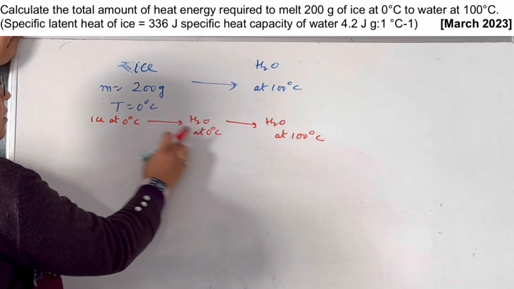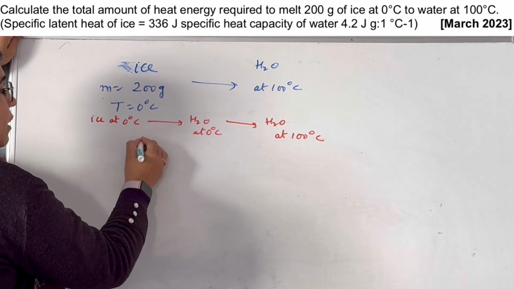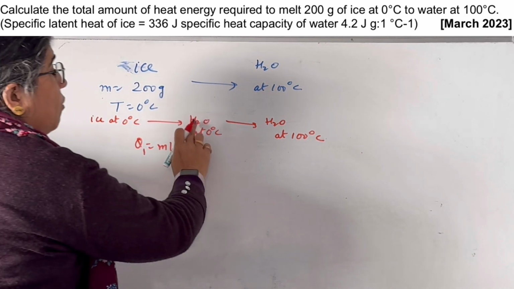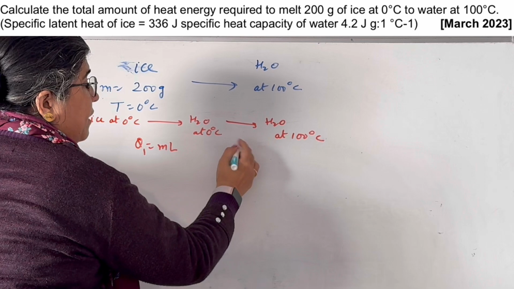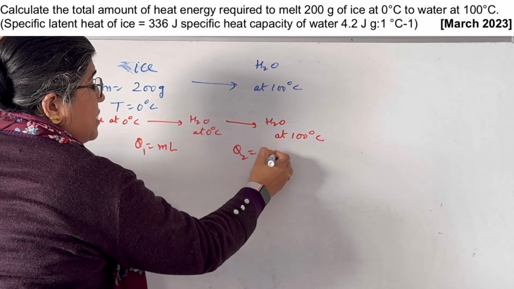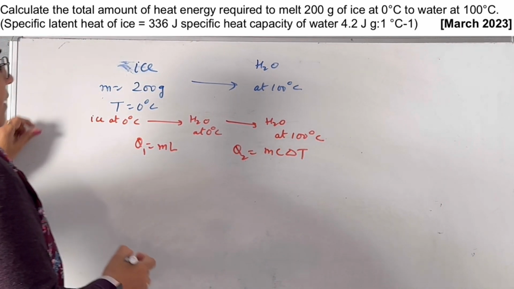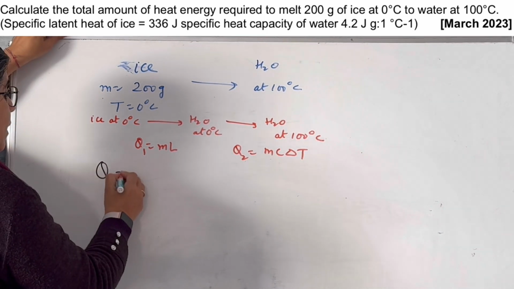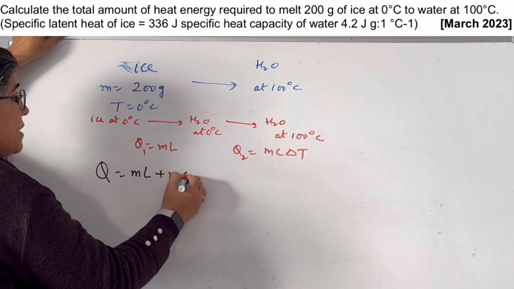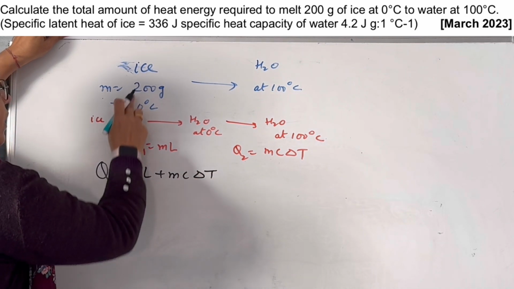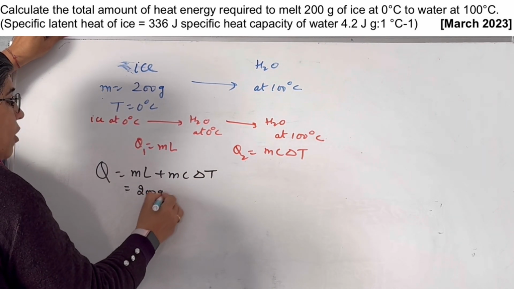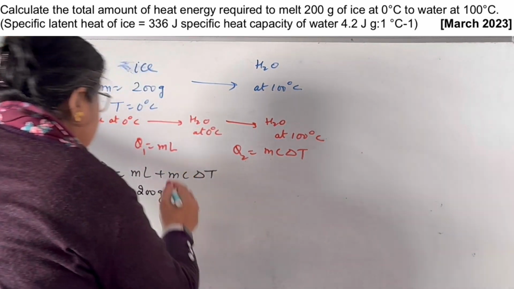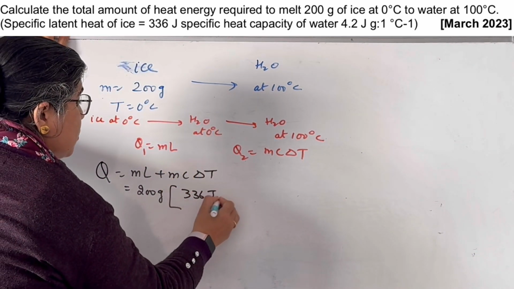Now here, 0 degree ice to 0 degree water, this heat will be ml. Then water at 0 degree to water at 100 degree is just temperature change, so it will be mc delta T. Now the total heat will be ml plus mc delta T. You can take mass 200 grams common. Latent heat of ice is given as 336 joule per gram.